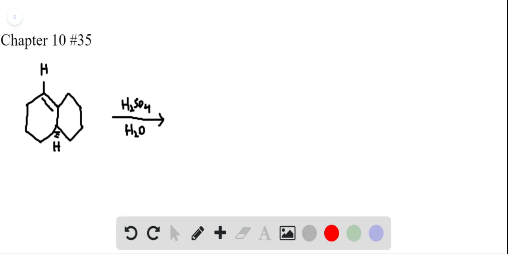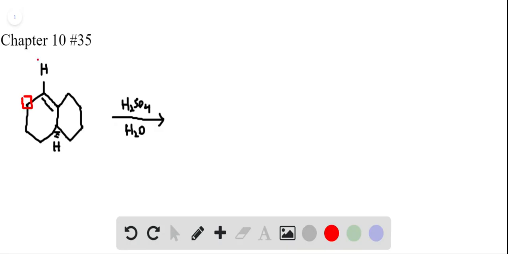And so I've redrawn this as a skeletal structure. It's much easier to work with and look at than the ball and stick. The first thing that we need to do is to decide whether this double bond is E or Z.